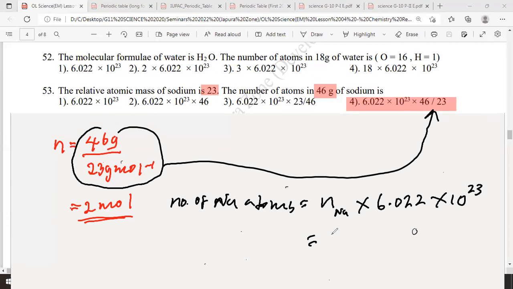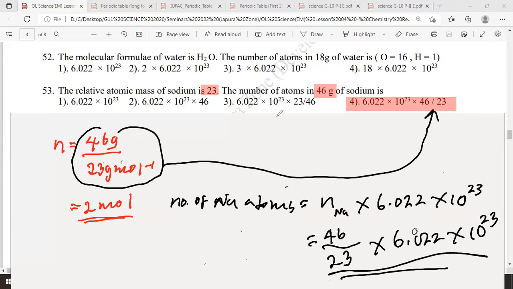Then you get the answer. So this is 46 over 23. Number of moles will be 46 divided by 23 into Avogadro constant. So the answer will be fourth. Those who got the fourth answer, very good.